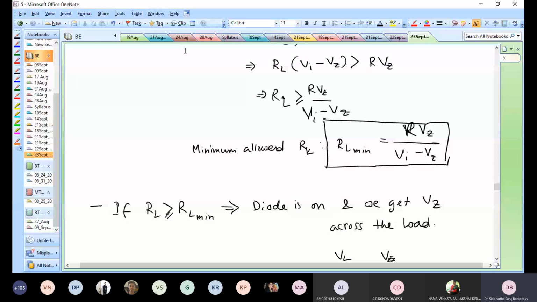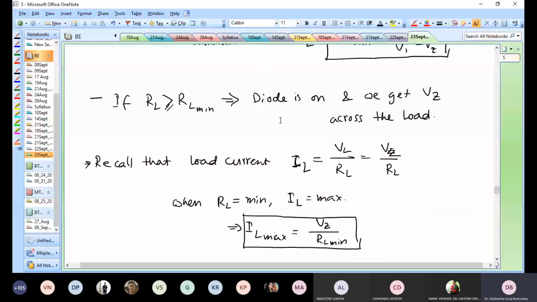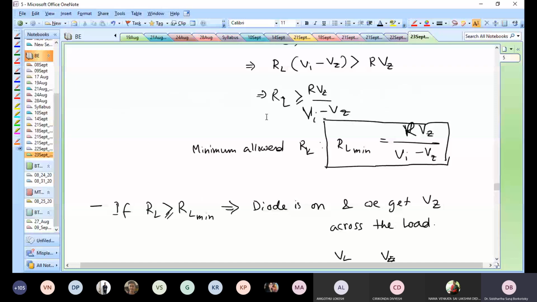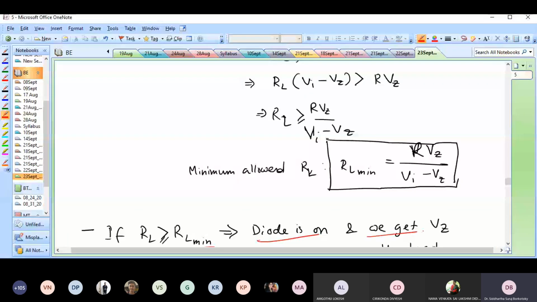Now you can go above that, but there is a limit. We will see that again as well. But basically this is the minimum resistance. Before that, just make this point. We made this point that if RL is RL min, the main point is that the diode is on, and we get VZ across the load, right? So this is the point.